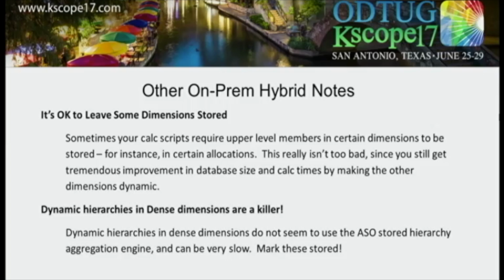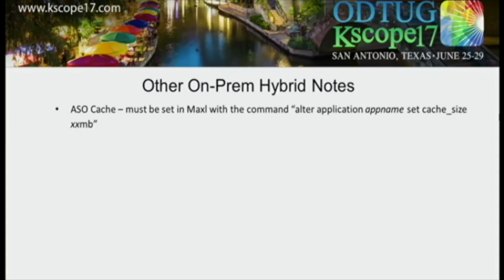We had a hierarchy with about 100 members in the accounts dimension, which was dynamic, and it was just horrible in speed. So mark your dense dimensions, dense hierarchies stored whenever you can. It's just way faster.